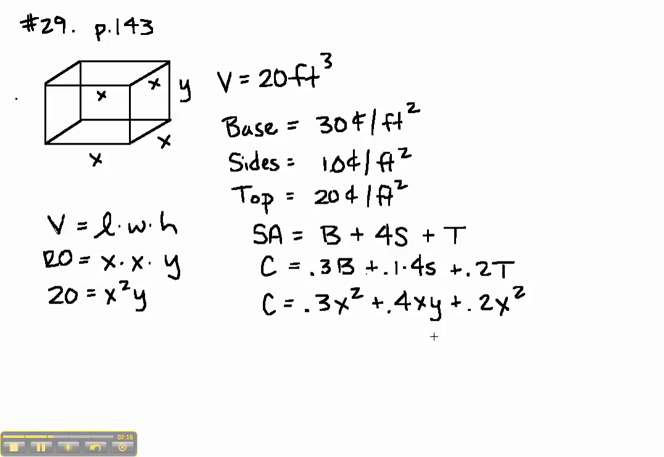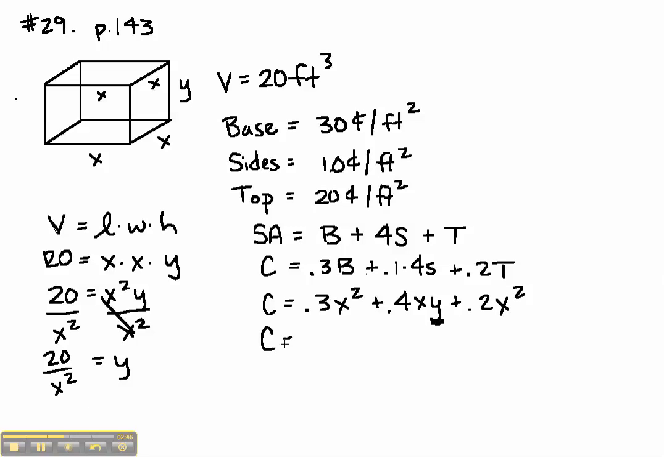Okay, and at this point, I want to stop and realize that I need to find a function in terms of x. And so I've got this y right here that I need to write in terms of x. So I'm going to come back over to my volume equation, solve this for y by dividing x squared on both sides. And I get that y equals 20 divided by x squared.